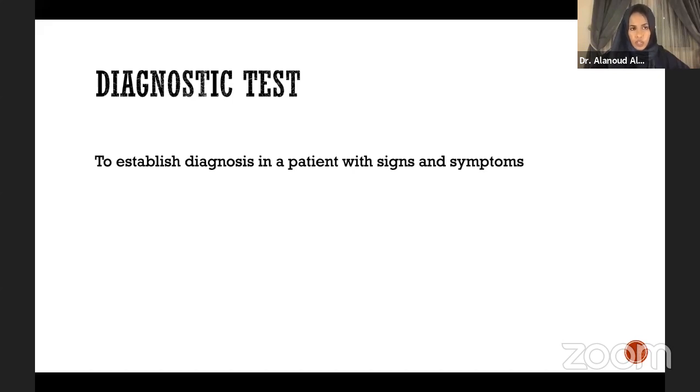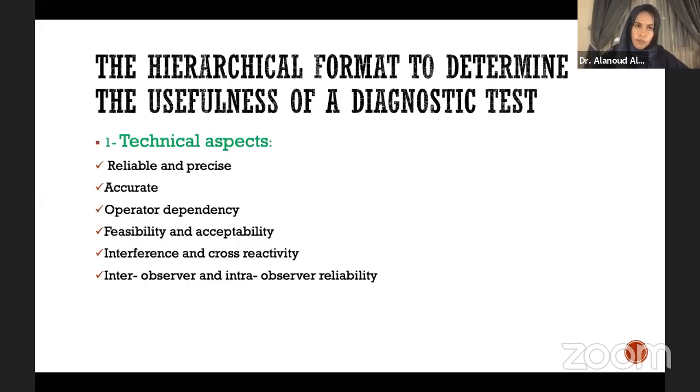Let's move to diagnostic tests. So we do diagnostic tests to establish diagnosis in a patient with signs and symptoms. And again, this applies for both. In order to have a good test, we need to have reliable and precise, and we'll talk about it in details. We need to have an accurate test, and then we need to adjust for other dependents. Your test should be feasible and acceptable, and interference and cross-reactivities should be limited, and we should also avoid inter- and intra-observer variability.